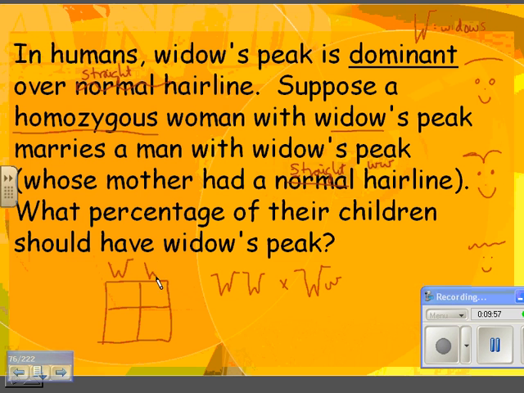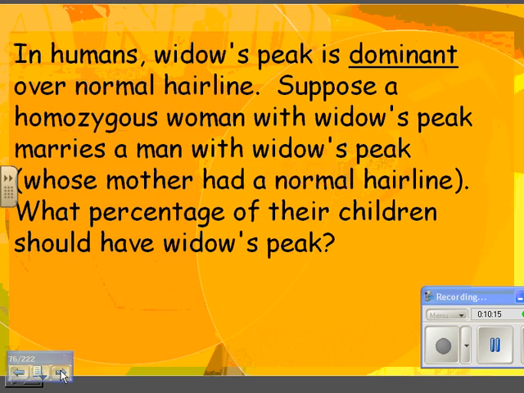She can make big W, and the dad's sperm could be big W, little w. So when you fill these in, does that one have widow's peak? Yes, sorry, yes. How about this one? Yep. How about this one? Yep. How about this one? Yep. Okay, so they all have widow's peak.